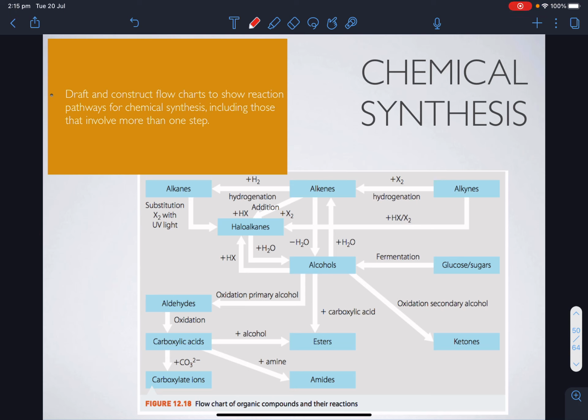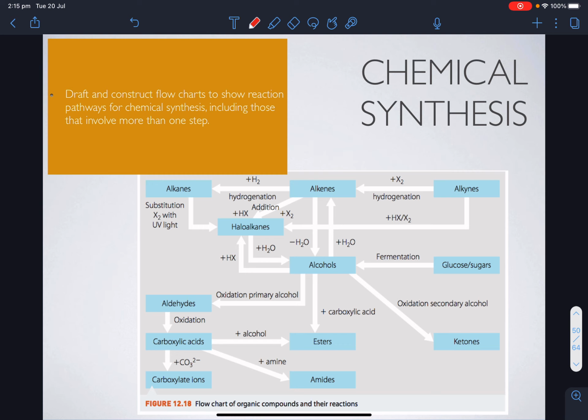Okay, Year 12, last video of this chapter. We're talking about chemical synthesis or making products. And here's our syllabus point. Draft and construct flowcharts to show reaction pathways for chemical synthesis, including those that involve more than one step.